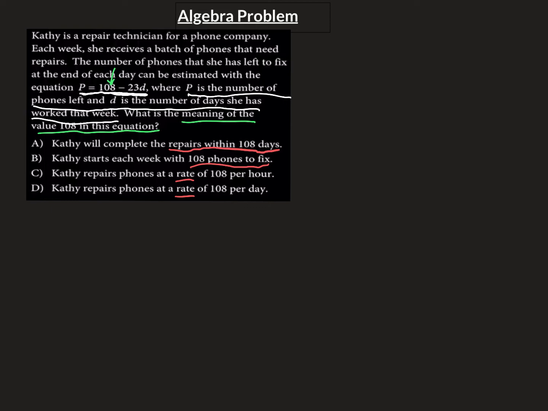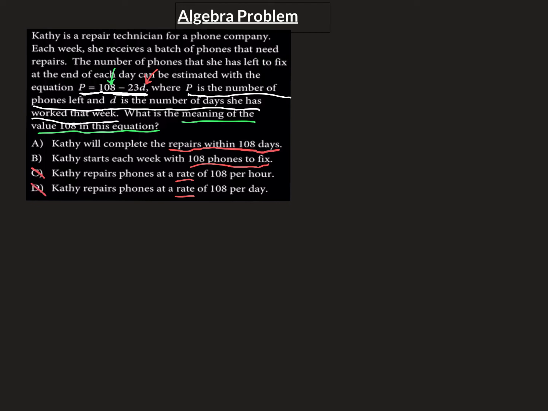Now, immediately what you should see is D is the number of days she has worked that week, and 108 does not have a D attached to it, and it is just a flat rate. Thus, it is just a flat number. Thus, it doesn't refer to rate, because rate would have another variable attached to it. Per day, she's fixing 23 phones per day. So 108 is not your rate. So we can knock out C and D. Now down to A and B.